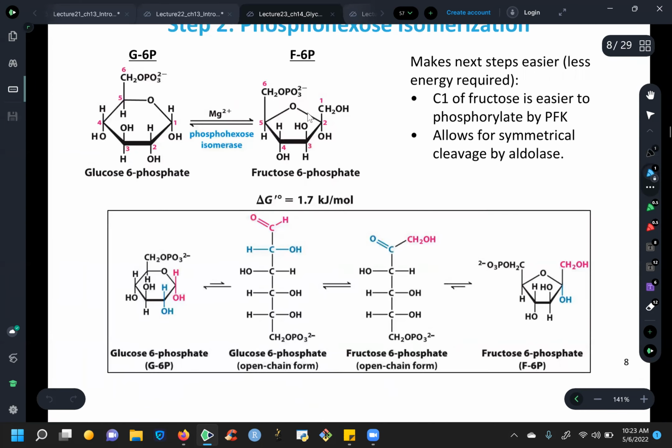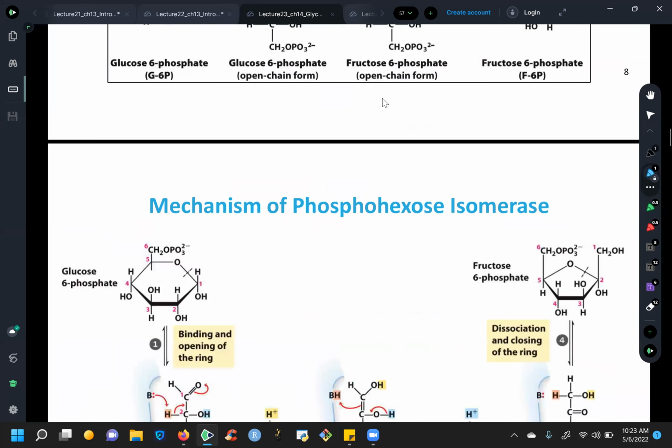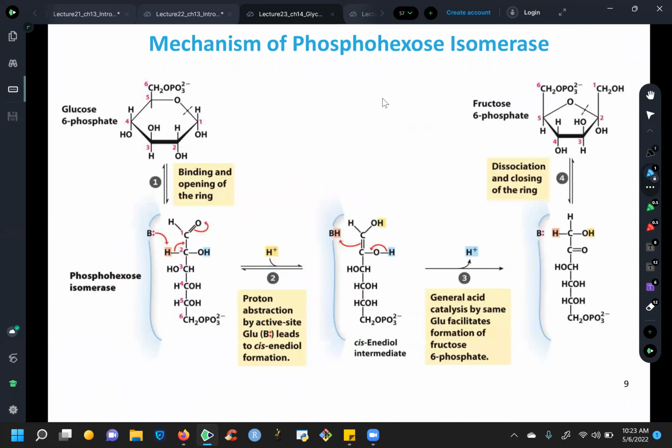And the reason that we're moving the carbonyl group is so that later there needs to be an alcohol at the end so that we can phosphorylate. Because remember, the whole point is that we need to phosphorylate both ends of the 6-carbon sugar in order to move downstream for the glycolysis reactions. So, mechanism of phosphohexose isomerase.